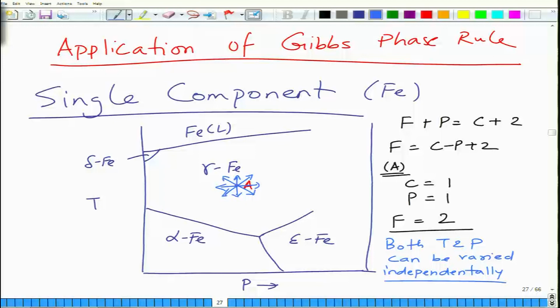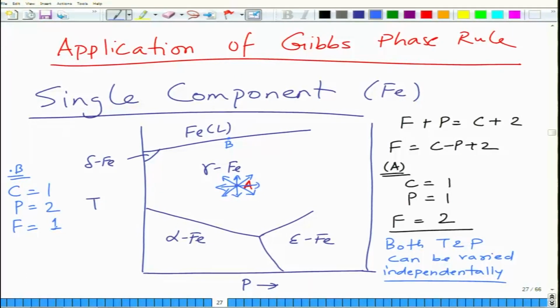Okay. Now if you go to this line, for instance, this line is the region on which you have, this is point B. On point B, what we have is two phase coexistence. So gamma Fe and liquid, for example, both of them coexist. At point B, it's again a single component system, C is equal to 1, P is equal to 2. So F turns out to be equal to 1, which means you have only 1 degree of freedom.